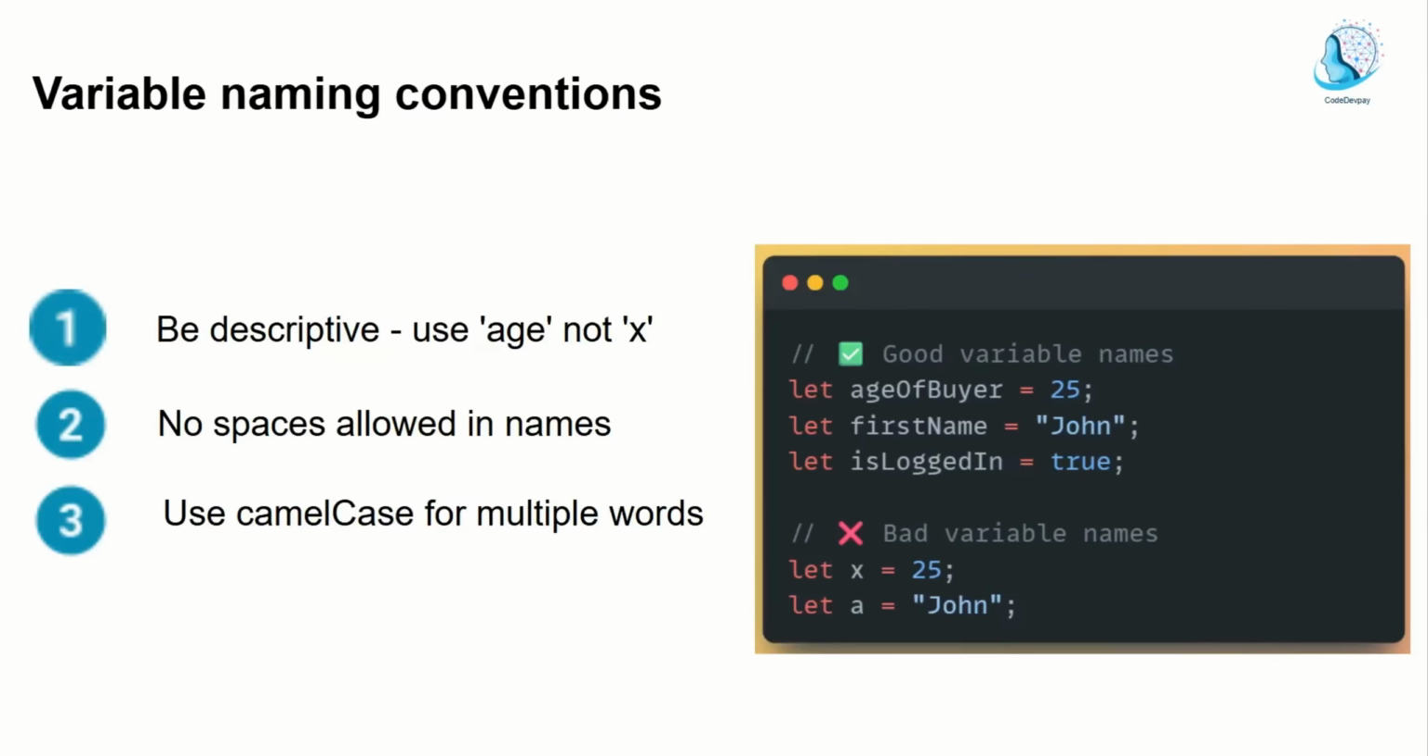So here, instead of saying let x be 25, which here implies an age, we can say let age equals 25. Spaces are not allowed in variable names. And for the last part, we can use camel case for multiple words. So this is an example, let isLoggedIn. So how do we write a camel case variable? We keep the first word in lowercase and then the rest of the words capitalized. So we have let isLoggedIn with the L being capital and the I being capital.